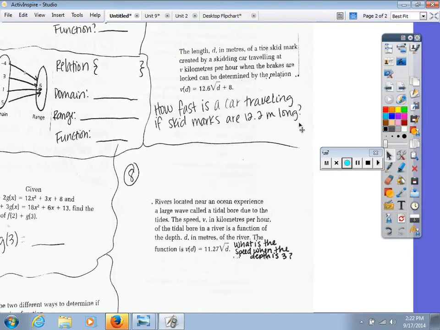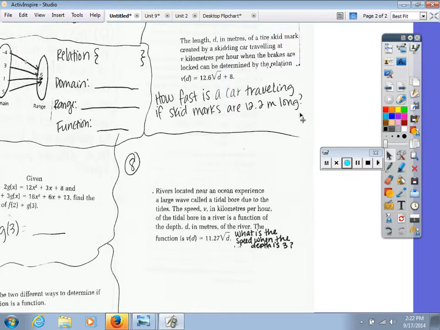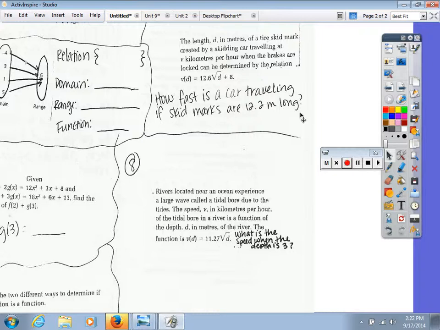Now these problems, they try to make it look extremely complicated because they give you a ton of information in here, but we kind of did this at the beginning of the year. Do y'all remember? And we're going to highlight our equation that they give us first. What is the equation in this first problem, y'all? Okay, go ahead and highlight that. That's our first equation. Now, what is the question asking? It says, how fast is a car traveling if skid marks are 12.2 meters long?